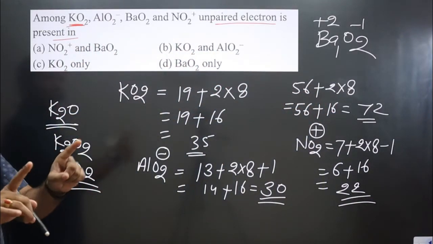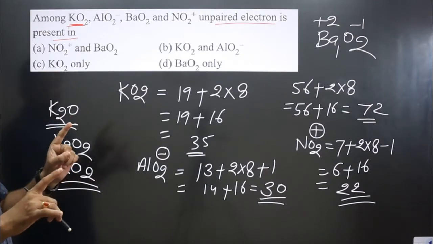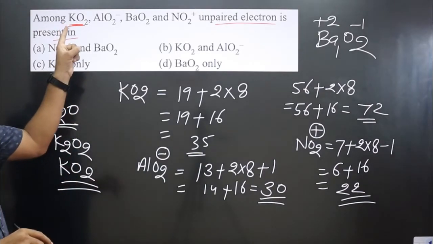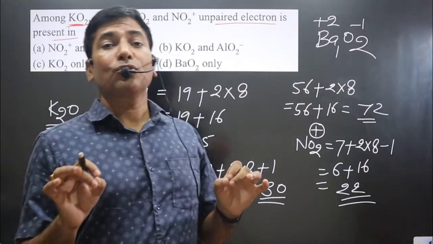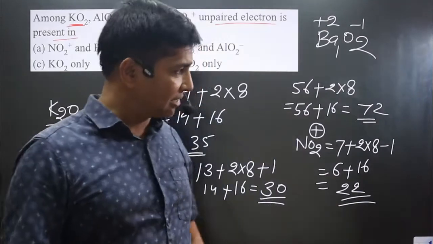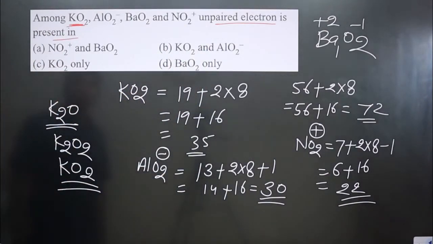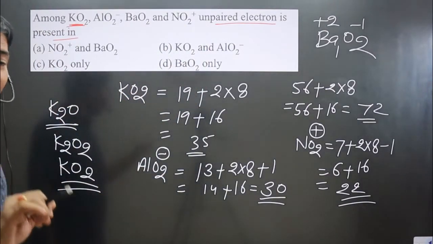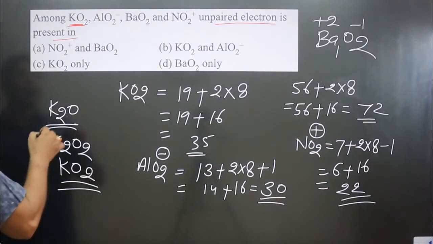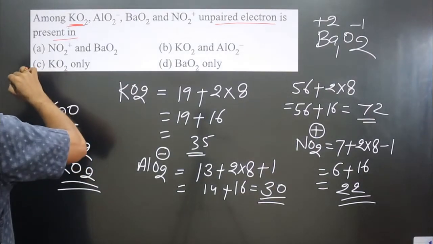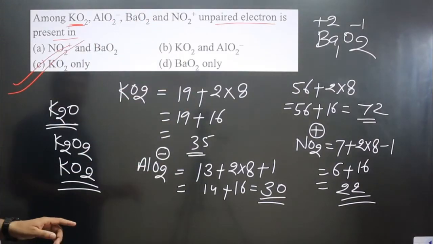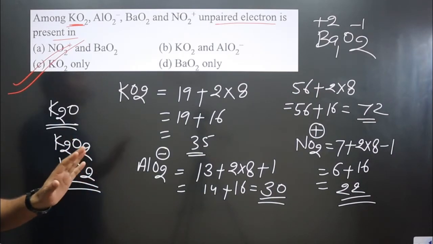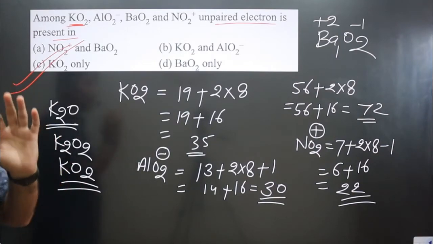So we are getting an odd number of electrons only in the case of potassium superoxide. And always keep in mind, in general, superoxides are paramagnetic by nature, because they have unpaired electrons. Only KO2 is the correct answer because it has an odd number of electrons, hence it has unpaired electrons, and hence we can say it is paramagnetic by nature also.